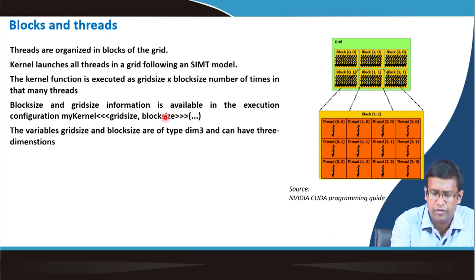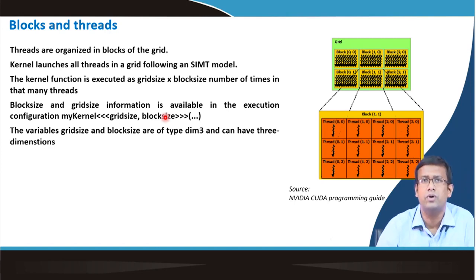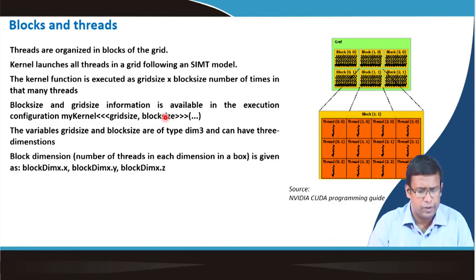These variables are of type dim3, so you can put 3 integers in grid size and say that this is the number of blocks in the x, y and z directions. Similarly, because it is a dim3 variable, you can put 3 integers in block size and say that these are the number of threads in each block in the x, y, z directions. So in total you can launch a large number of threads, and you can find out the total dimension of the block when the code is being executed.